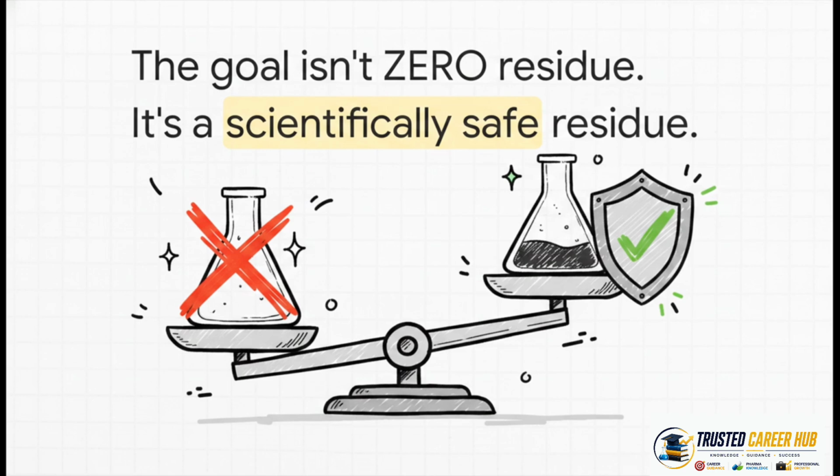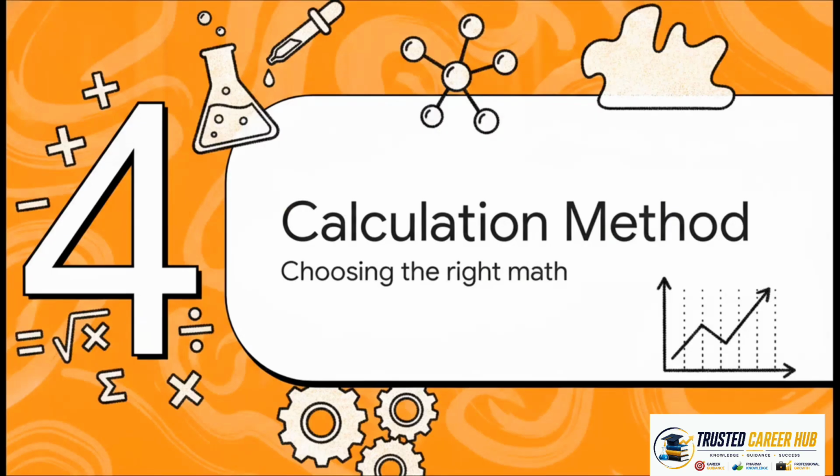Honestly, trying to prove absolute zero is practically impossible anyway. Our analytical instruments hit a wall at certain detection limits. So instead, the aim of cleaning validation is to knock those residues down to an acceptable, scientifically justified level where they pose exactly zero risk to the patient taking that next batch. Let's look at how we actually do the math in Section 4, choosing the calculation method.